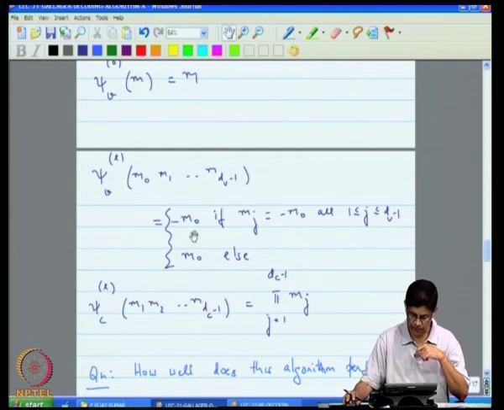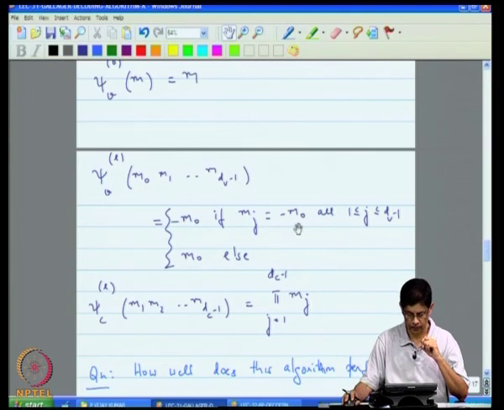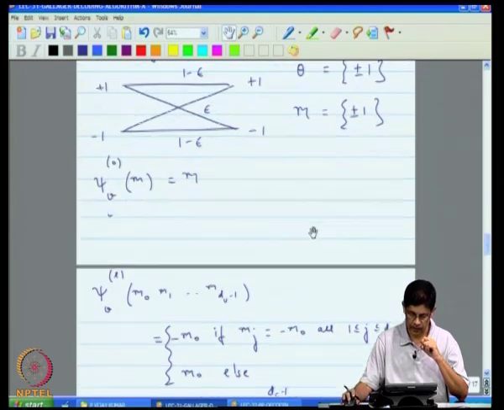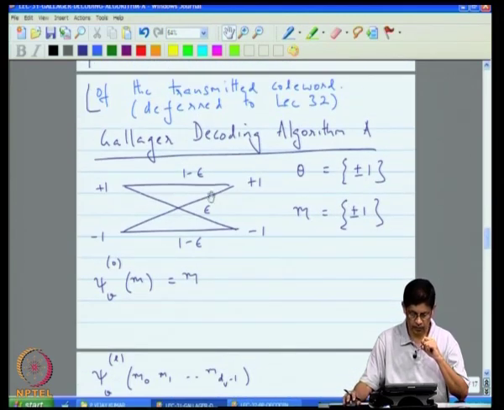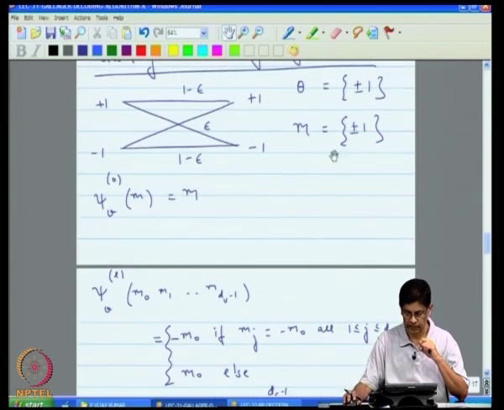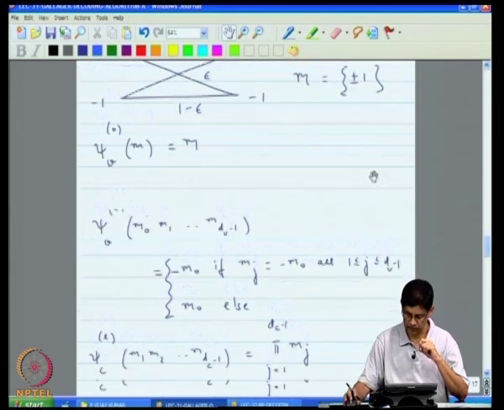If the incoming is M0, then it is minus M0 if and only if all the other Mj disagree and say that it is minus M0, otherwise it is M0. And at a check node it is simply the product of the incoming messages. Now, Gallager's algorithm assumes that we are dealing with a binary symmetric channel, and therefore the channel output alphabet is plus minus 1, and you can see from the way these operations are defined that the message alphabet is also plus minus 1.